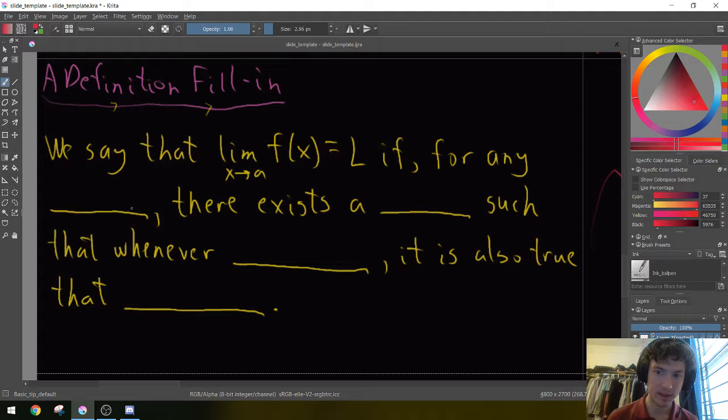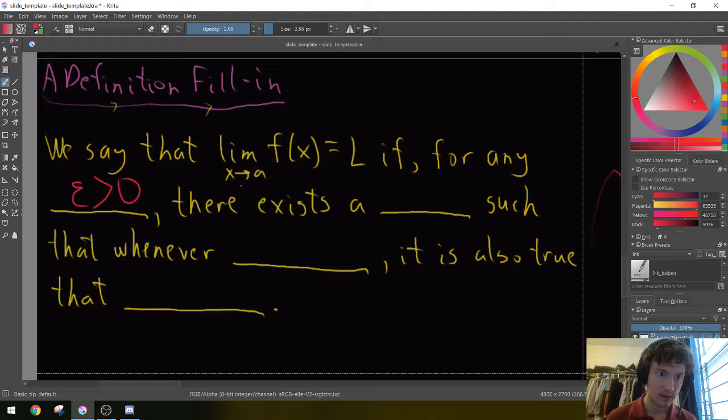So for any this, there exists a something else such that whenever something is true, something else is true. So I don't think putting f of x would help here, because for any f of x is a little strange because we've already kind of used the term f of x here. So I don't think f of x is the right piece. Right? I think this is for any epsilon greater than 0, right?